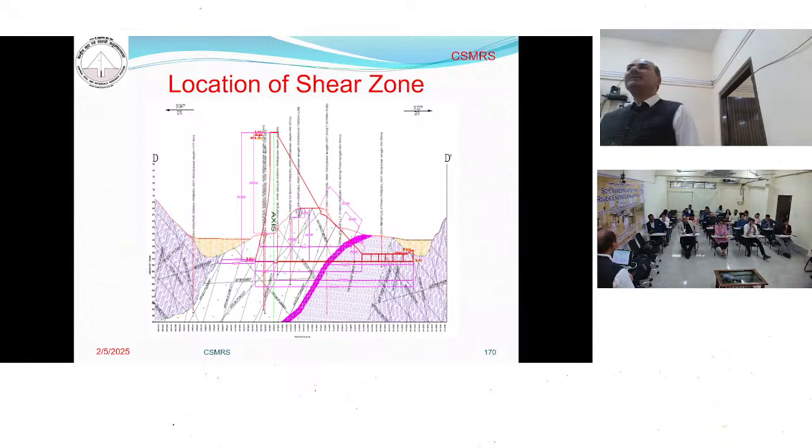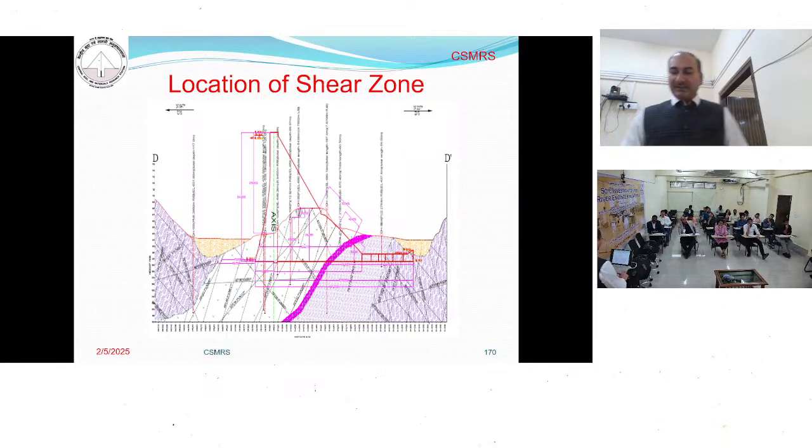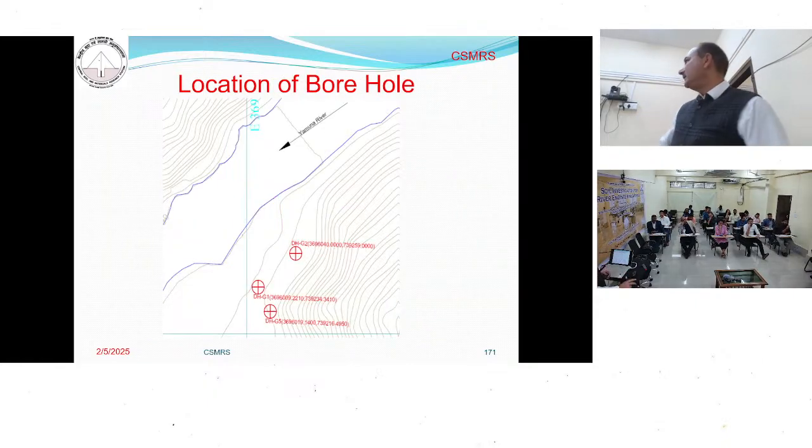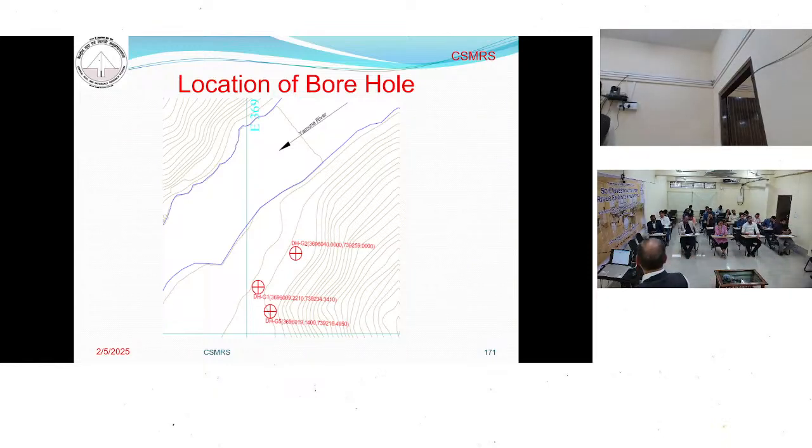So this is the irony of non-invasive techniques. When you make a prediction based upon certain indirect studies that this is the location, this always happens. Anyhow, the shear zone was then encountered at a depth of 20-something meters. So we asked for three boreholes to be made. These are the locations of the boreholes, but we were able to conduct the test in only two of them.